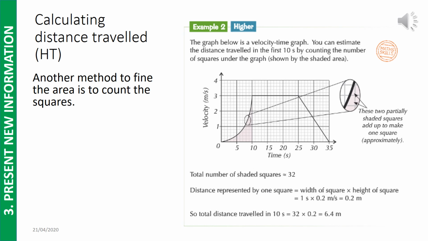The second method for calculating the distance travelled by an object is by counting the squares underneath the relevant section of the velocity time graph. This method is particularly useful when the area is being calculated underneath a curved section of the graph where you can't accurately draw a triangle and a rectangle. So having counted the number of squares, you can then multiply that by the distance which one square represents.